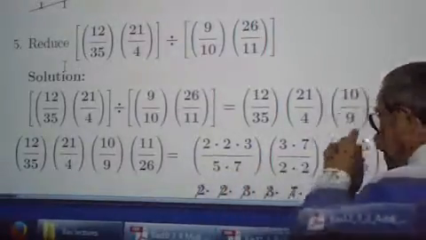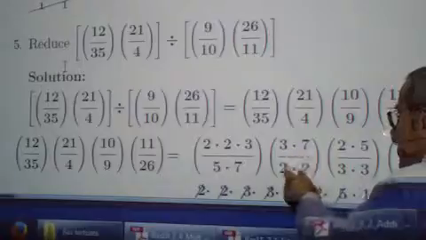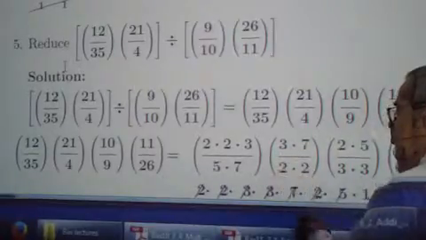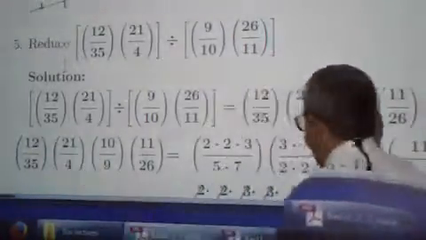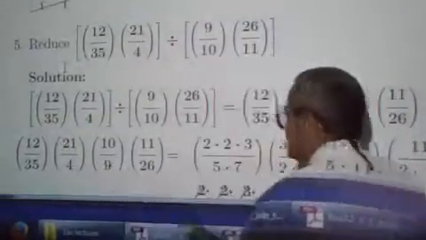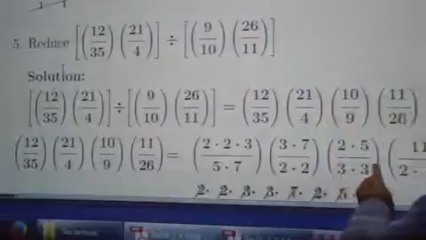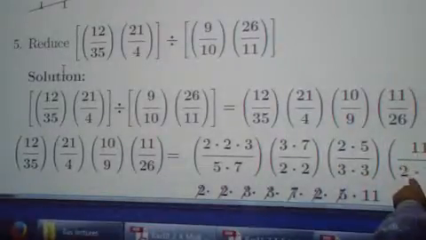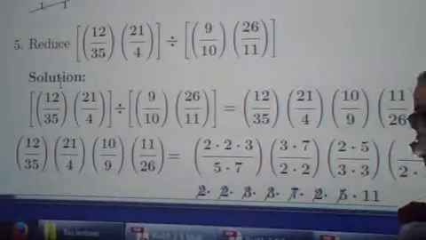That was the first fraction. 3 times 7 over 2 times 2, that's the second fraction. 2 times 5 over 3 times 3, that's the third fraction. And finally, 11 over 26, which is 11 over 2 times 13.